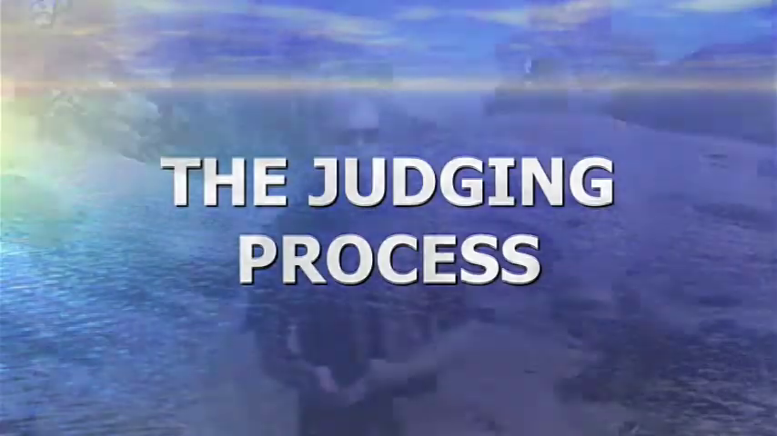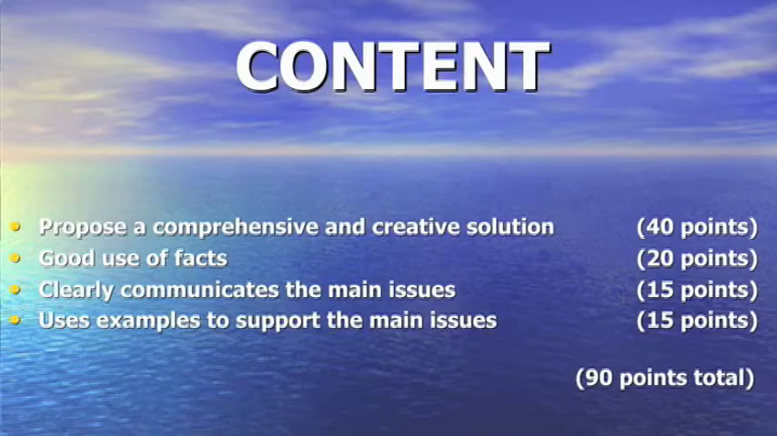In the judging process, your skit will be scored out of 150 points. This includes categories of content, creativity, and presentation style. Of the 150 points, 90 points are broken down like this. For 40 points, you need to propose a comprehensive and creative solution. For 20 points, you need to show good use of facts that can be referenced in your research projects. For 15 points, you need to clearly communicate the main issues. For another 15 points, you need to use examples to support these main issues. Here's a quick clip to show some solid content.